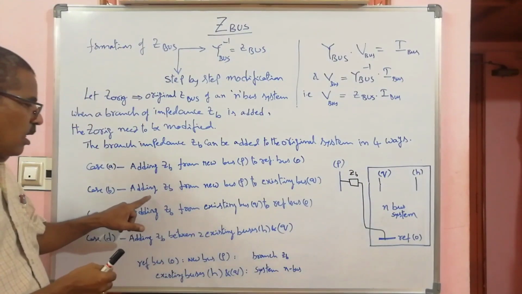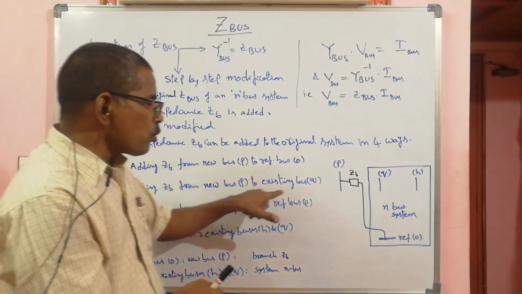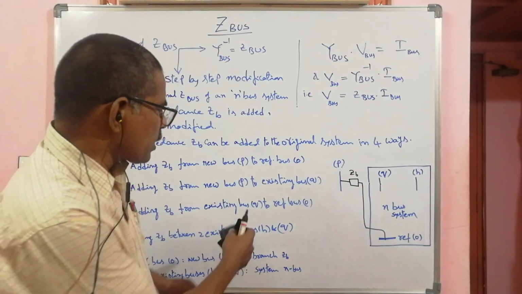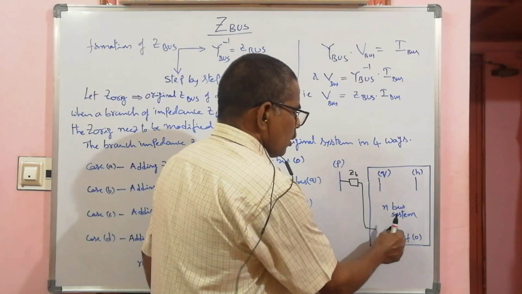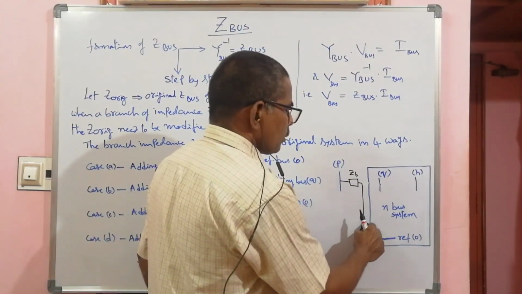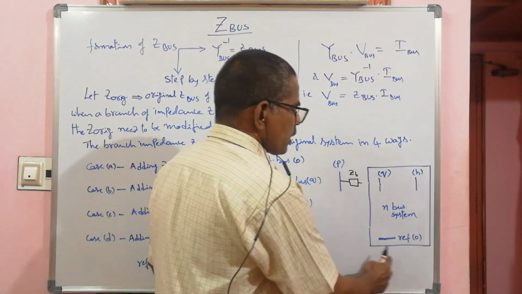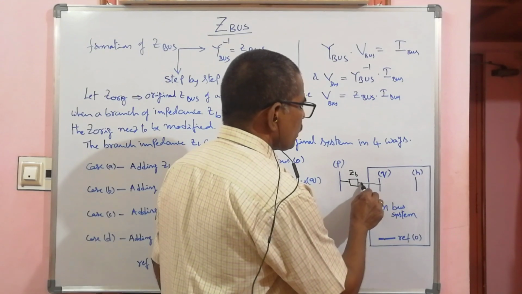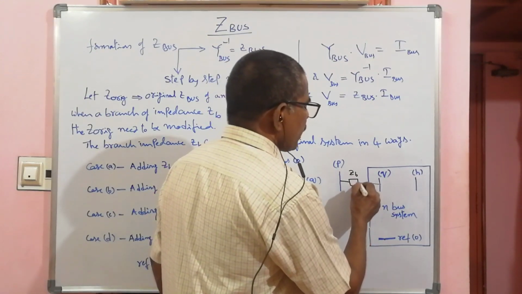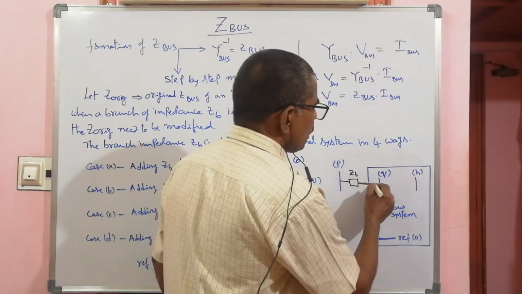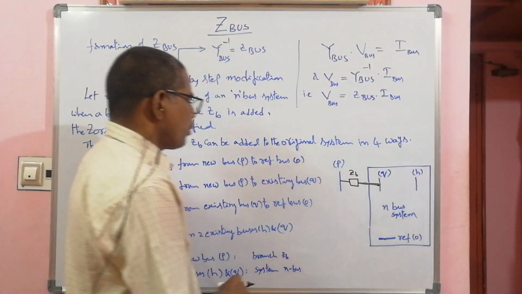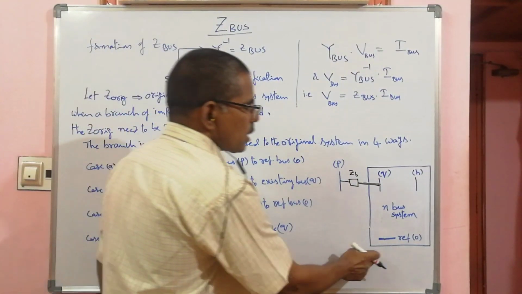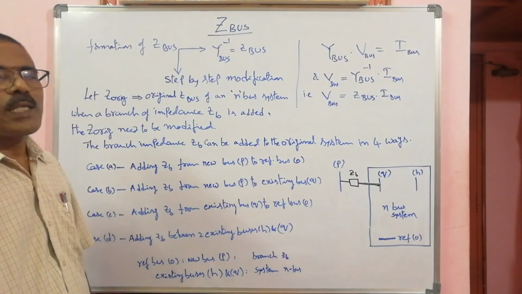Then what is case B? Adding ZB from new bus to existing bus. So the new bus is this, and the existing bus. For the second case, you draw the figure. So please mark that. First that is case A. Now case B. Case B is this. Adding ZB between the existing bus and new bus, new bus P to existing bus Q. This is case B.